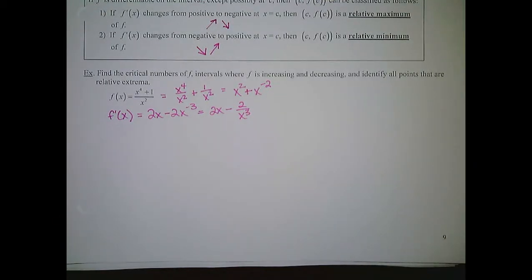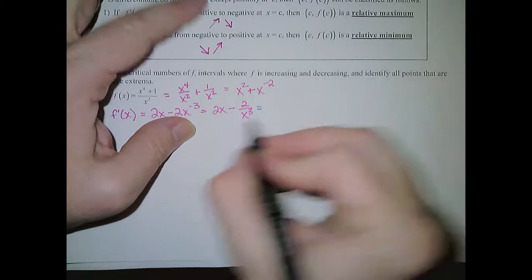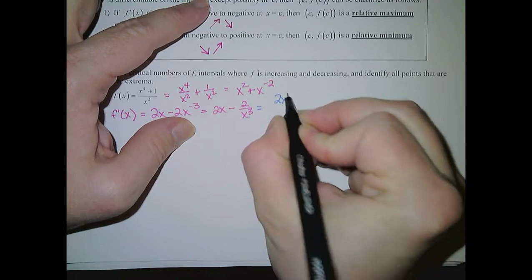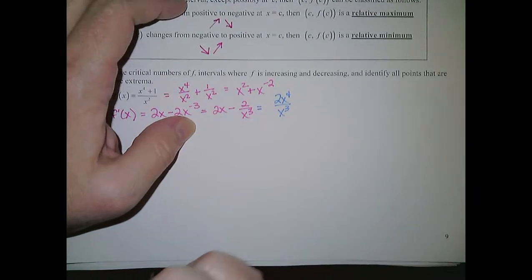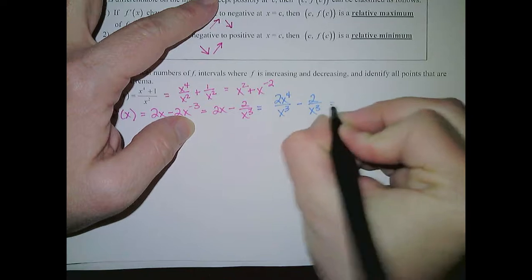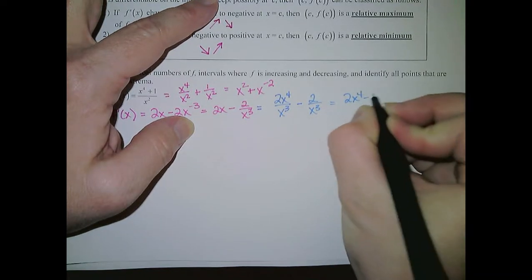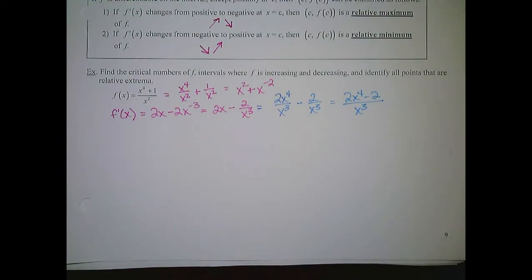Now we know we're going to have critical numbers where this is either equal to 0 or where the derivative doesn't exist. To help us solve this, I'm going to go ahead and get a common denominator here. So 2x would be the same as 2x to the 4th over x cubed, just multiplying the numerator and denominator both by x cubed, minus 2 over x cubed gives us 2x to the 4th minus 2 divided by x cubed. So now that we have our derivative, we can go ahead and find our critical numbers.